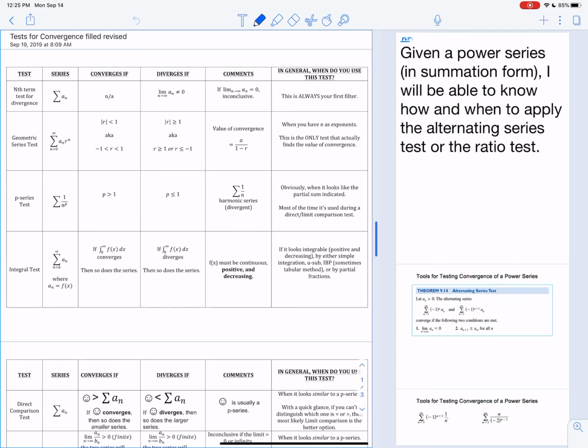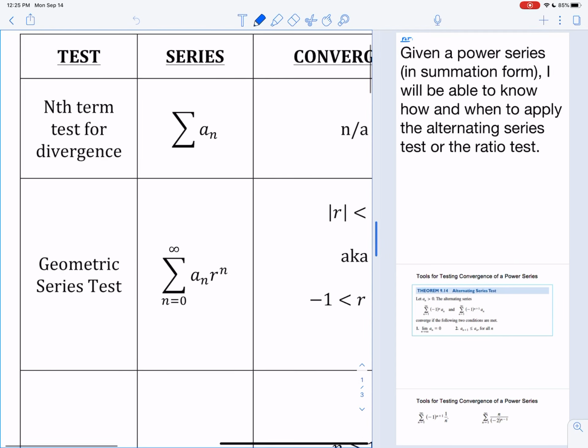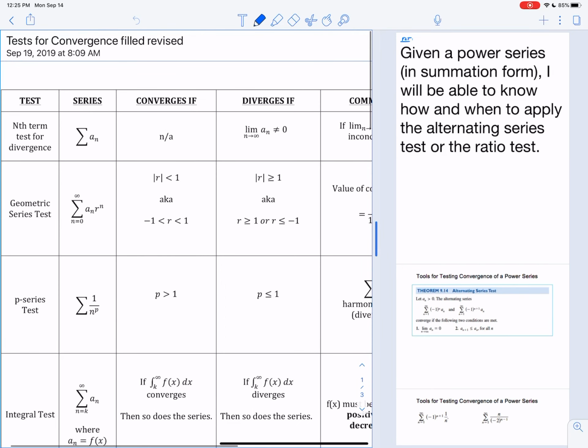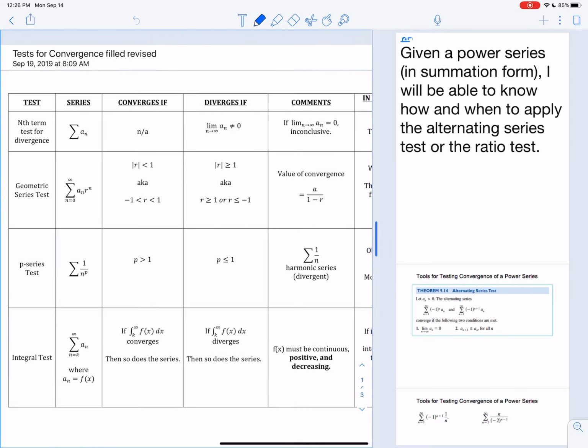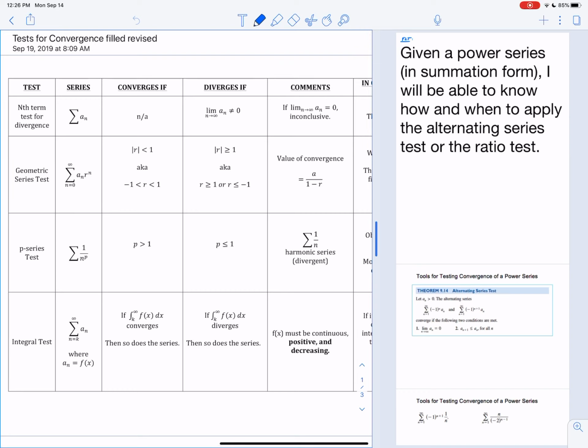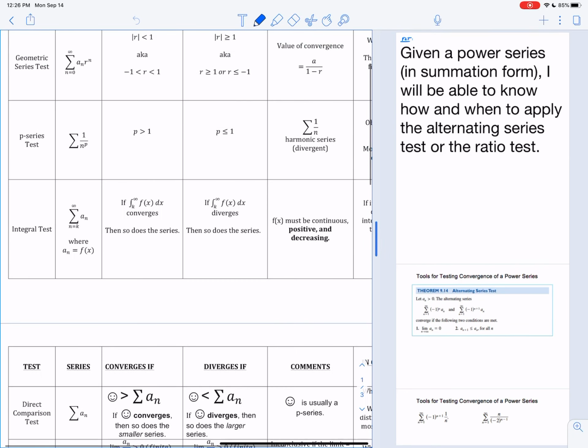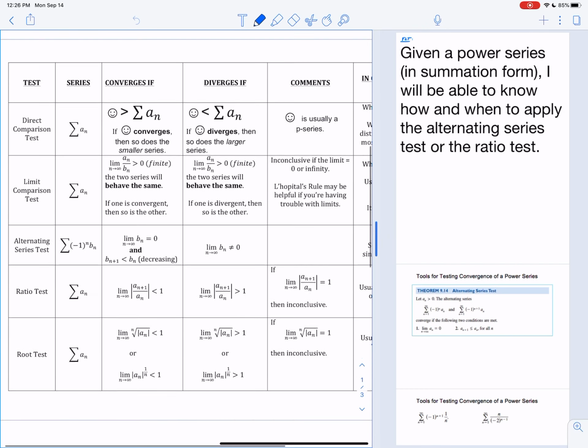Just recall real quick, we had the nth term test or the divergence test to get rid of all the easy series that are diverging, the ones that don't converge. And then we had the geometric series test, where if you have something to the nth power, you would probably use the geometric series test. If you had n as a base, most likely you would use the p series. The integral test we'll talk about later. It's actually not that bad, but we'll talk about it later.